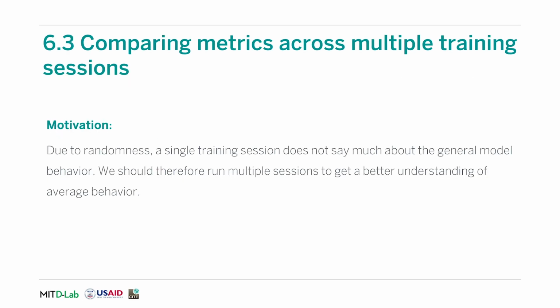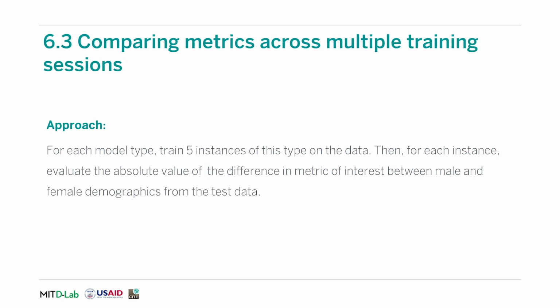To account for randomness, we ran the previous experiment 5 more times in order to get a better idea of the average model behavior. To compare the metrics across multiple training sessions, we created 5 instances of each model type and we trained each one of them on the data. Then for each one of these instances, we evaluated the absolute value of the difference in each metric of interest between the male and the female demographics from the test data.